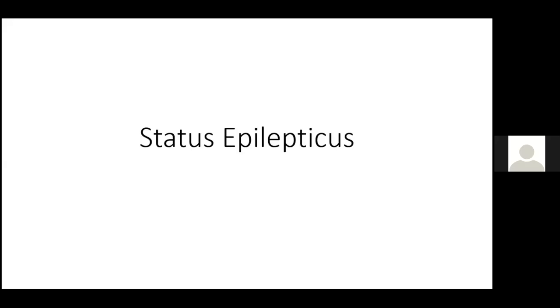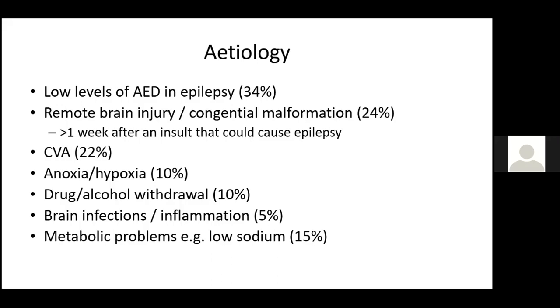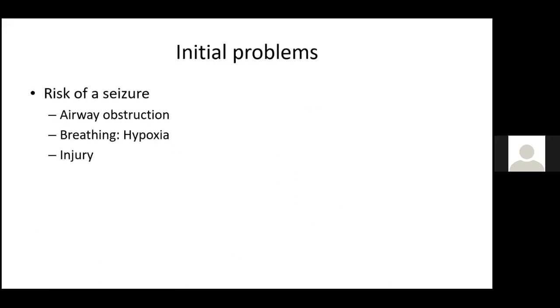So you might come across status epilepticus in your practice. Status epilepticus or seizures can happen if the levels of their anti-epileptic medication aren't quite right, in the lower levels. If they've had a brain injury or congenital malformation in the brain, cerebrovascular accident, hypoxia, drugs or alcohol withdrawal, brain infections, or metabolic problems.